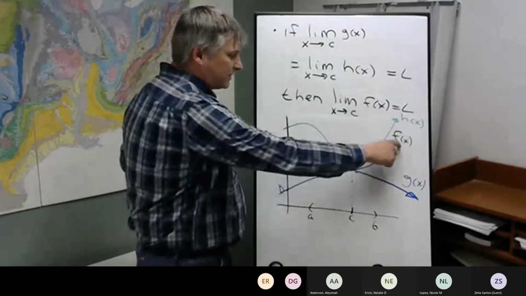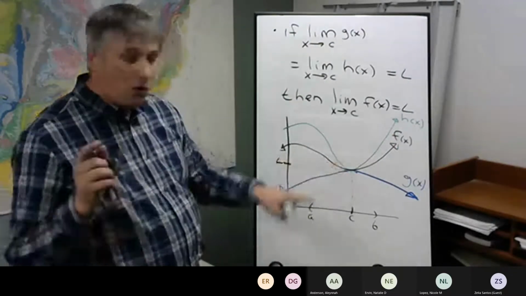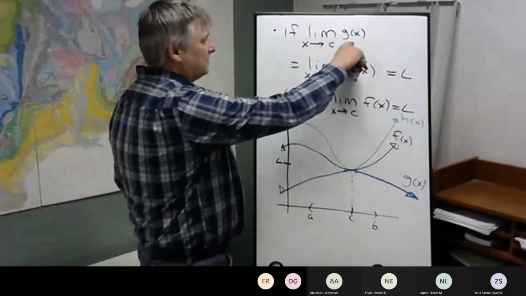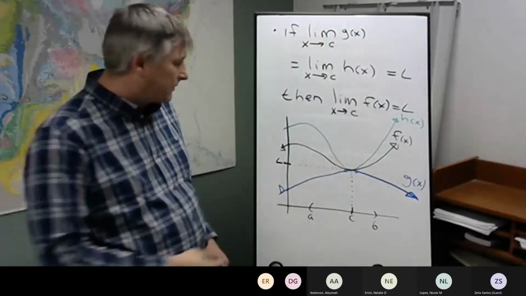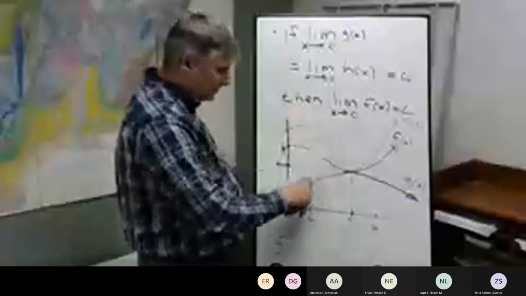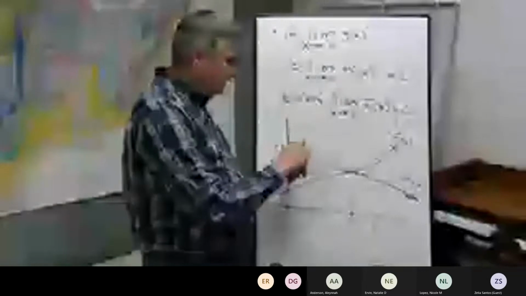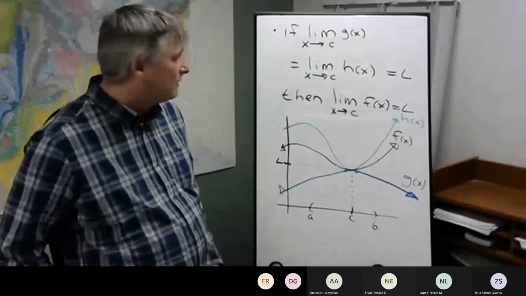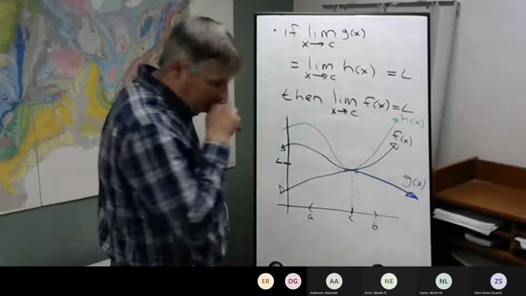We're sandwiching f of x between h of x and g of x, and that lets us know about the limit only where the limit of g equals the limit of h. This isn't going to work for, say, around here. Here, the limit of h and the limit of g are not equal. And since they're not equal, we can't make any claims about the limit of f. So let me show you the special case.